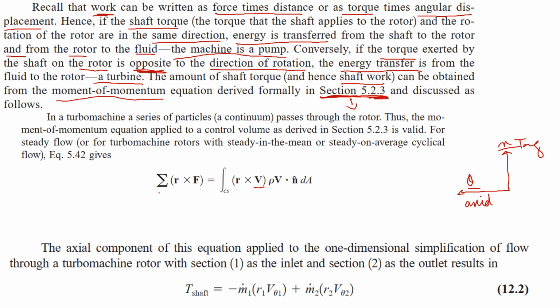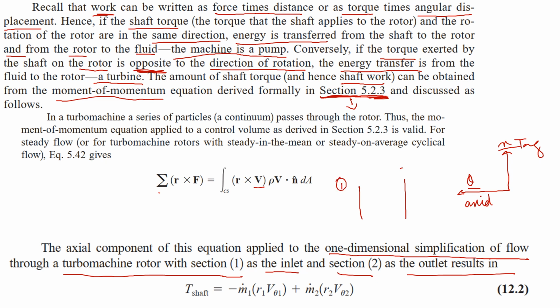So the tangential component of this equation is applied to a one-dimensional simplification of flow through a turbomachine rotor, with section 1 as inlet and section 2 as outlet. So we have basically visualized two sections, section 1 and section 2. If we apply this equation across these two sections, then we have our torque for the shaft in terms of our inlet and outlet.